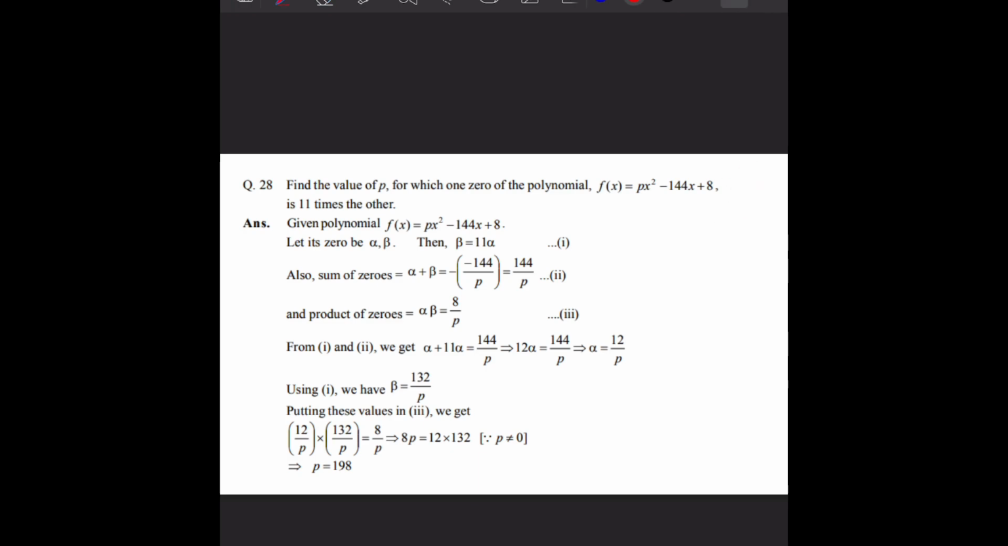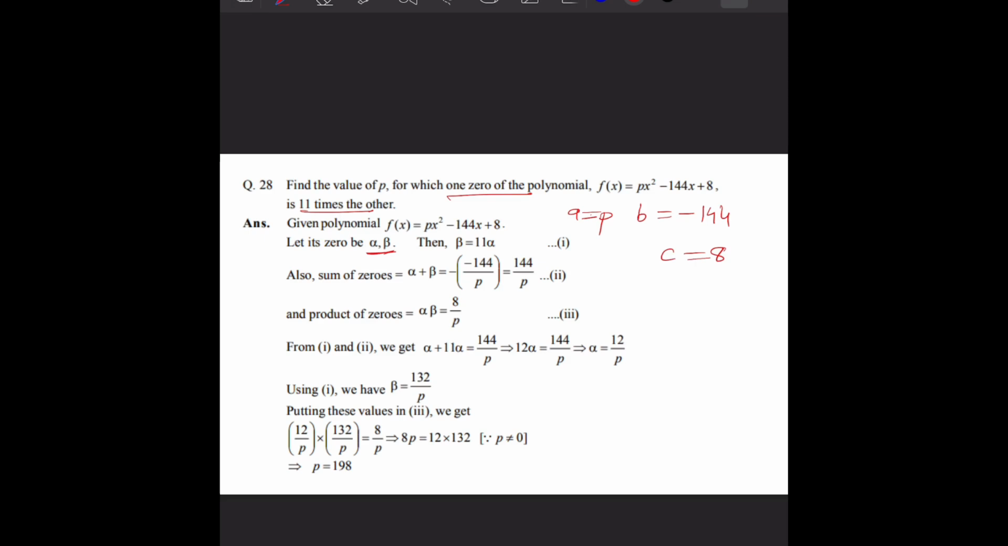What is this method? We know alpha और beta में क्या relation है? One zero of the polynomial is 11 times the other. Beta is 11 times the alpha. What is sum of the zeros? Minus b by a. And how do we find out a, b, c? By comparing this with ax square plus bx plus c. What is the value of a? The value of a is p. What is the value of b? Minus 144. What is the value of c? 8. Minus b by a, minus of minus 144 by p, that will be 144 by p. Alpha plus beta.